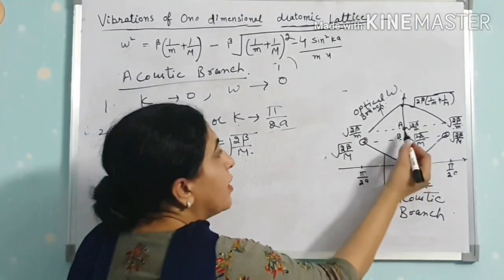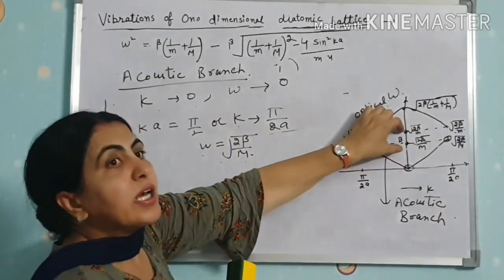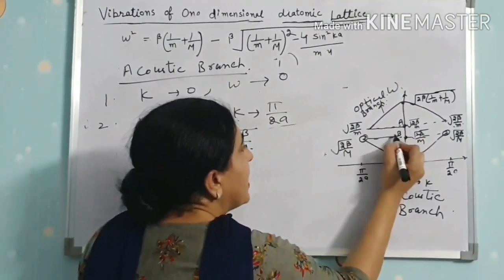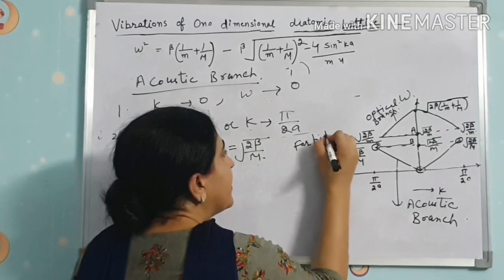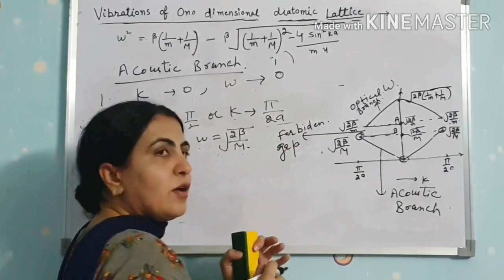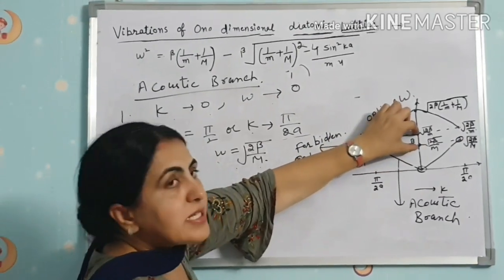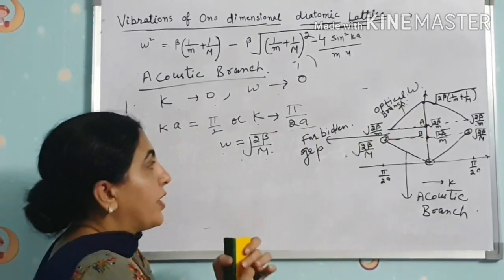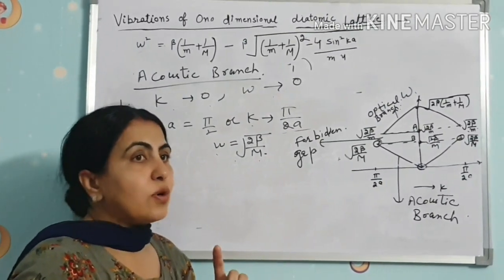And in between, from A to B, this frequency range is not allowed. This is called the forbidden frequency gap. Clear? So these frequencies are not allowed. One point: this gap depends upon the mass ratio.